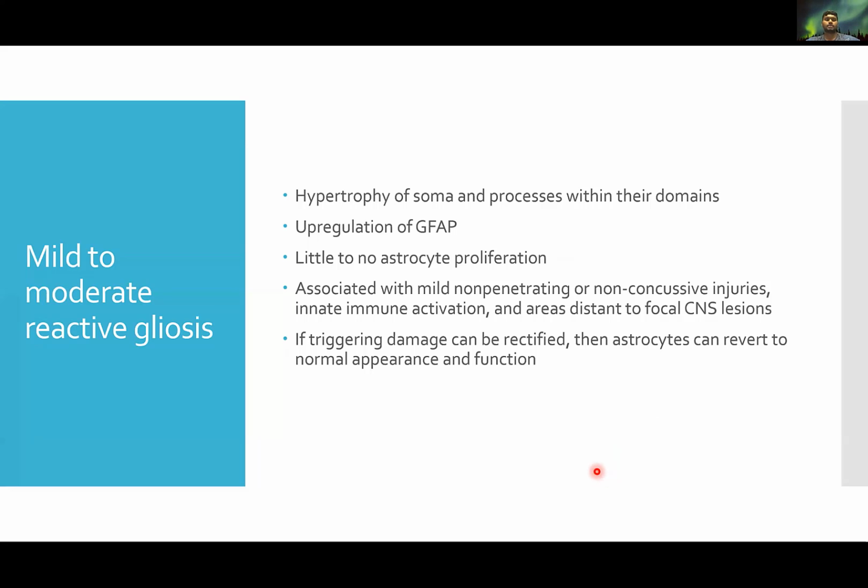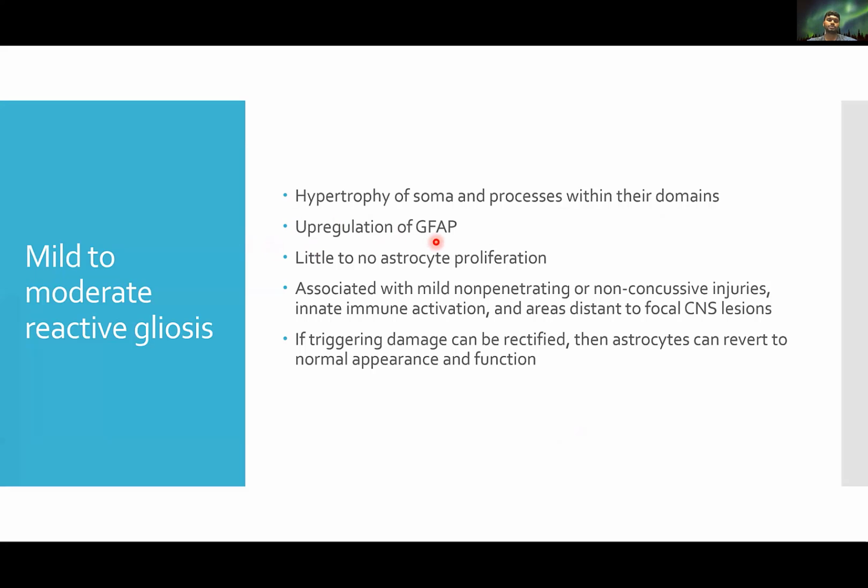So the first stage is a very mild version of reactive gliosis. This is the kind of reactive gliosis in response to very minor CNS injuries. Some of the things that occur are hypertrophy of the soma, so the cell body of the astrocyte will get larger, as well as the processes within their domain. This is important because, as we'll see in severe stages, there is infiltration and severe overlap of astrocytic domains. And we'll talk about the issues with that later on. There's also an upregulation of GFAP.